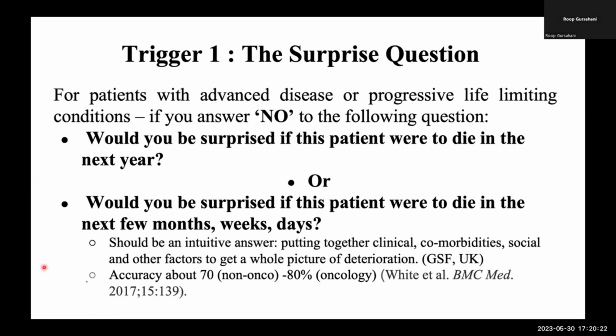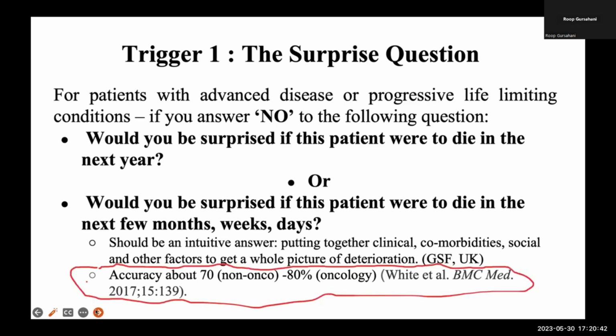The surprise question is, in patients with advanced disease or progressive illnesses, if you answer no to the following question, would you be surprised if this patient were to die in the next year? Or you could, of course, change the time frame, but 1 year is probably the most relevant. And this is an intuitive answer. It puts together clinical comorbidities, social and other factors, so that you get a whole picture of deterioration.